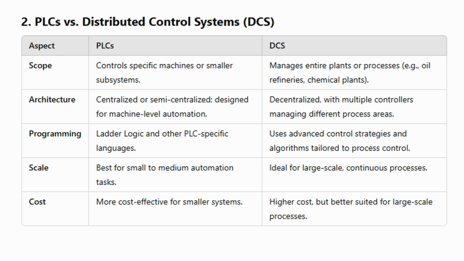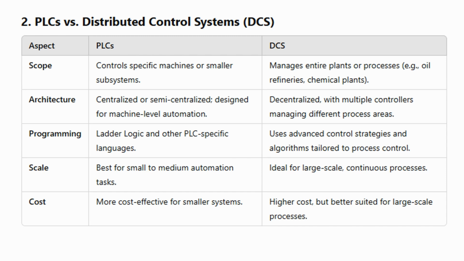The scope of those: normally a PLC is meant to control a specific machine, usually one machine or maybe a small subsystem. A distributed control system, a DCS, sometimes will control and manage an entire plant or process, maybe like with oil refineries, chemical plants, possibly even some pharmaceutical applications. I've seen DCS systems used there.